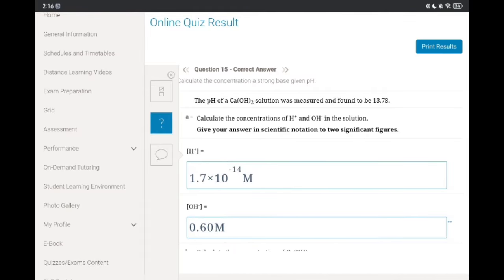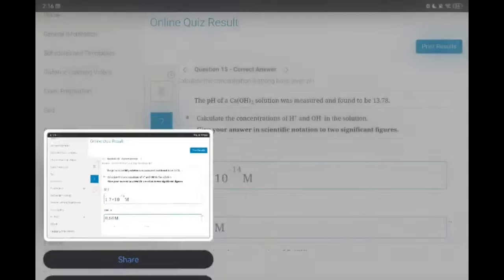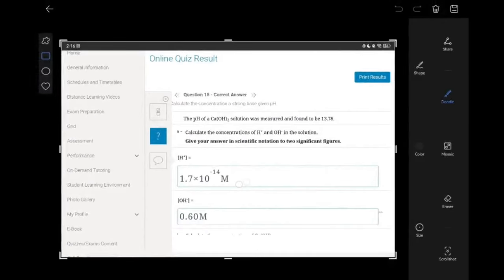Okay, look. This time is the opposite. They want the concentration of OH, not of H. Or I mean, this one's of a base, the last one was of an acid. So you're gonna expect this one to be bigger than this one, obviously. So look, pH is this one. Again, it's the same thing, 10 to a negative pH. So 10 to a negative 13.78, you get the answer.